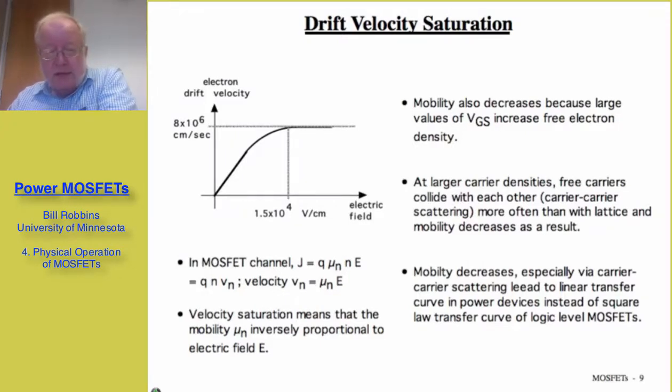Another way of looking at this is the mobility is becoming inversely proportional to the electric field as you increase the electric field that is pushing electrons through the channel, and this process is part of the explanation of why at higher drain currents we have a linear relationship between the gate to source voltage and the drain current.